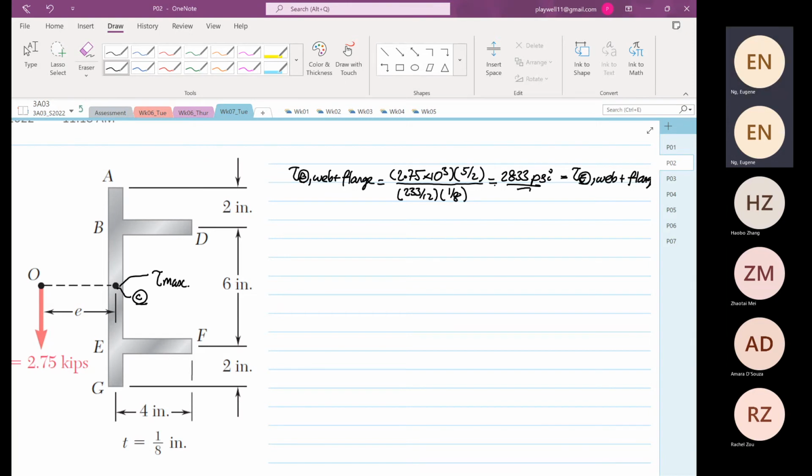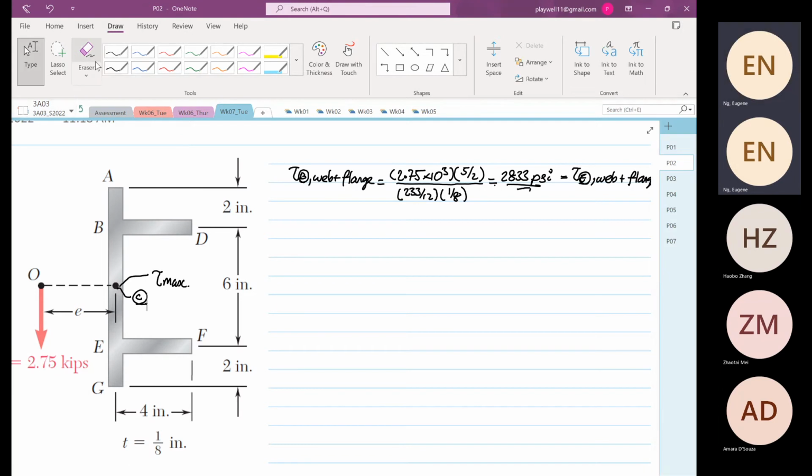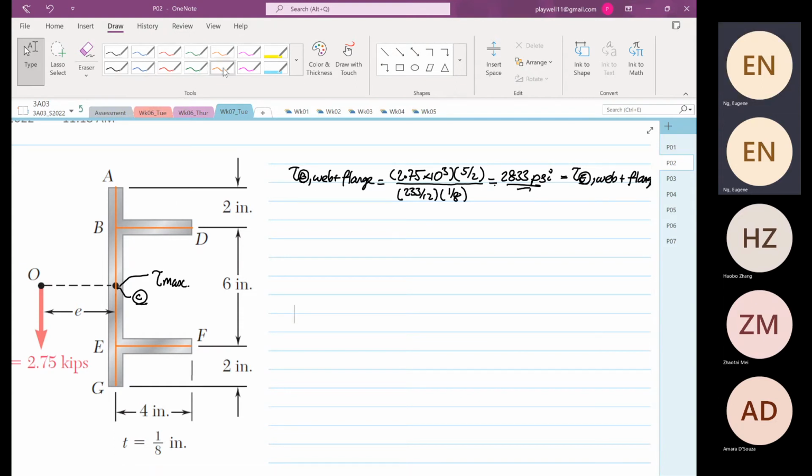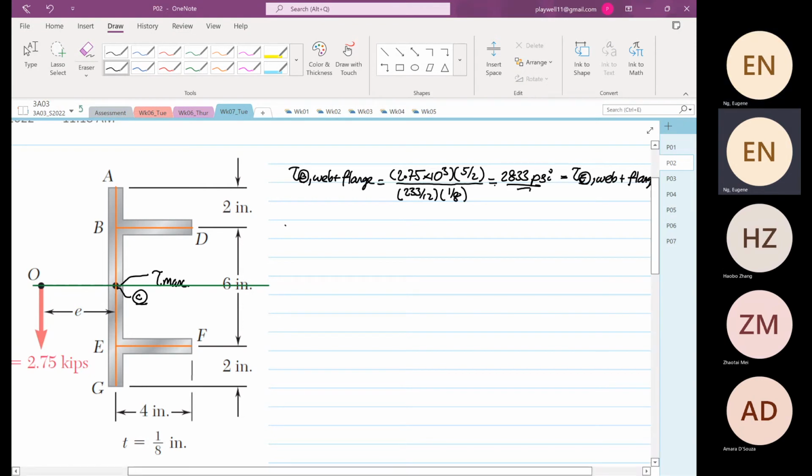Okay, so we have to consider the first moment of area. Then let me draw the orange line first. The orange line is where we take our dimension from. As the rules apply, the first moment of area cannot cross the centroid. So this is the centroid. So we want to find the tau max at point C over here.